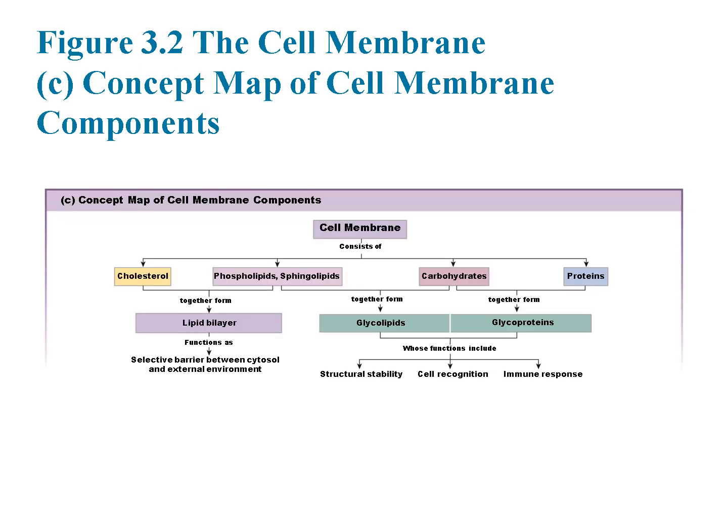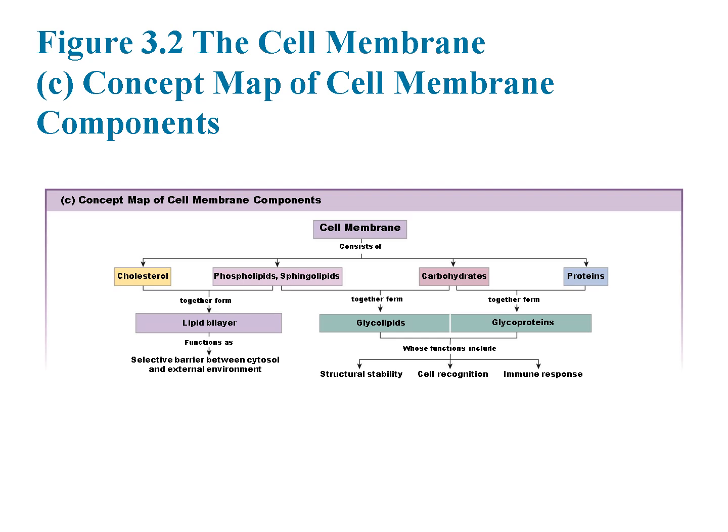Let's break down the cell membrane into its main components using this concept map. At the center, we have the cell membrane, a dynamic structure that consists of several key players. Cholesterol, which works alongside phospholipids and sphingolipids to form the lipid bilayer. This combination creates a barrier that separates the inside of the cell from the external environment, maintaining a selective boundary.